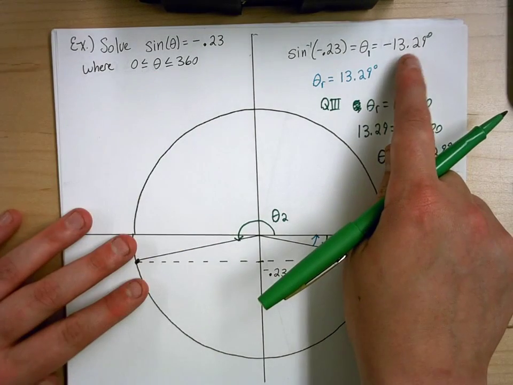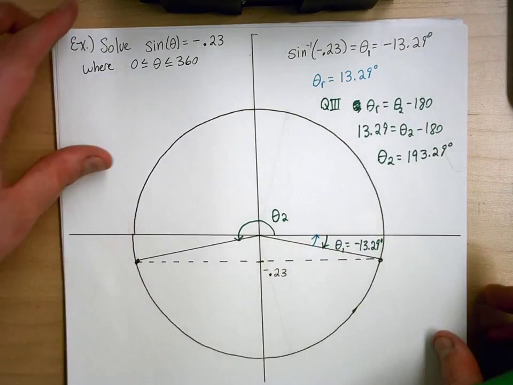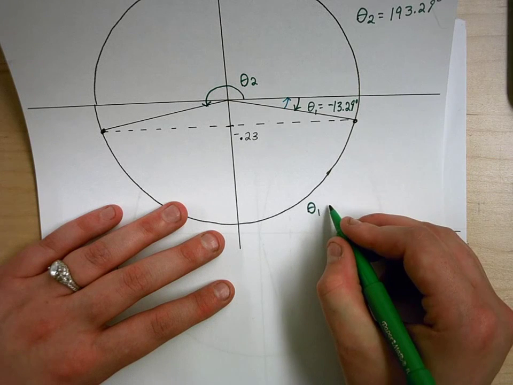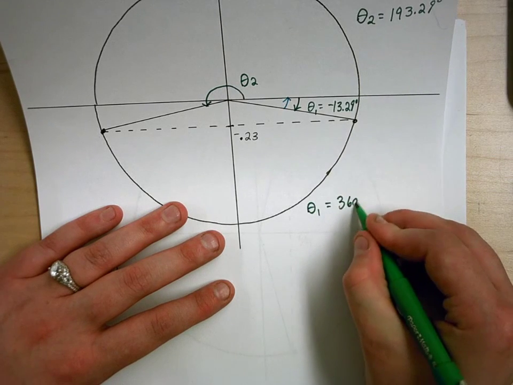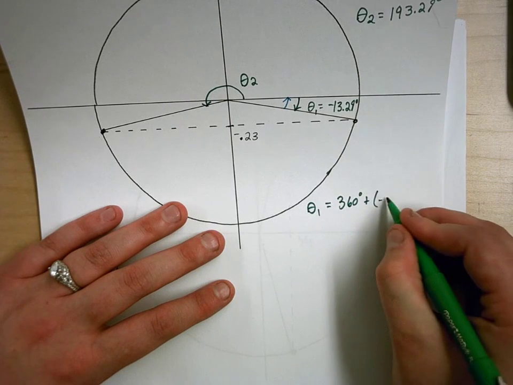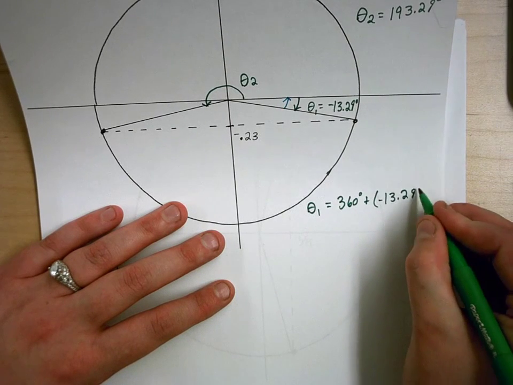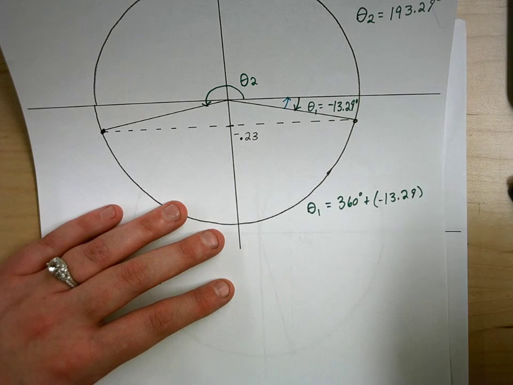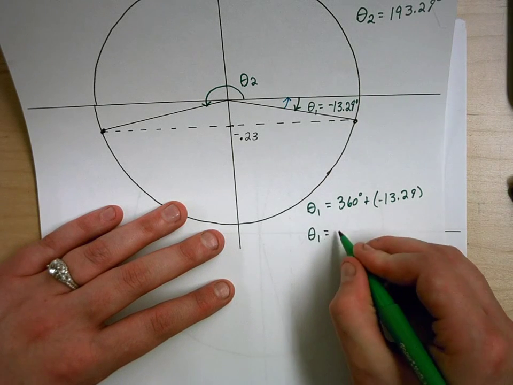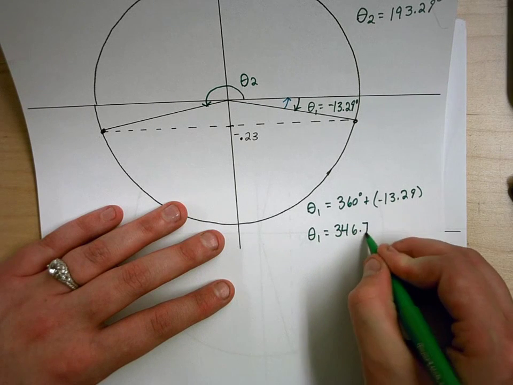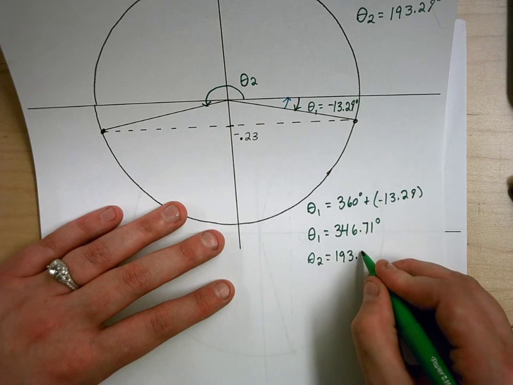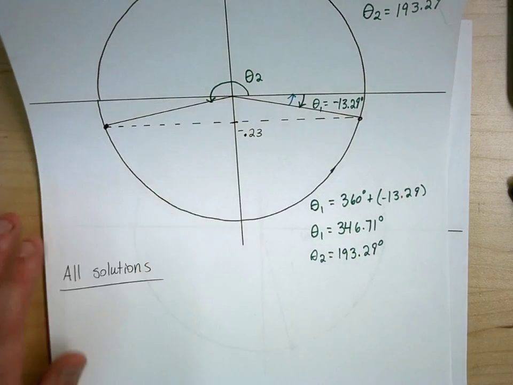All right. Now we're not finished because I wanted both of these answers to be positive. So I just need to find the coterminal angle of this. Okay, so then the coterminal angle for theta 1 is going to be 360 degrees plus my negative 13.29. Okay, let me see what that's going to get me. So I get that theta 1 is going to give me 346.71 degrees. And my other answer, theta 2, is going to give me 193.29 degrees. Okay, and that looks about right.